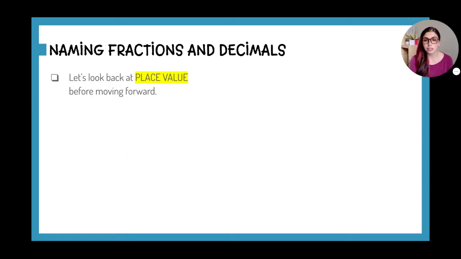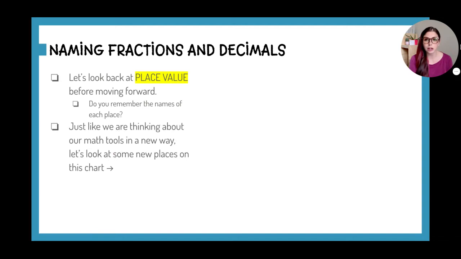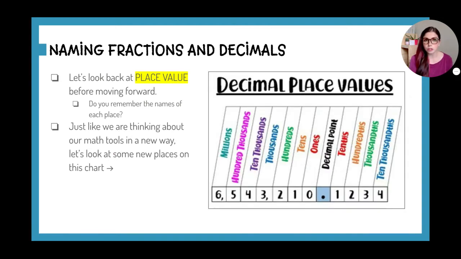So let's take a look at place value before we move forward and see what we remember. There's lots of names for the digits and where they are in the place of a number. So just like we think about math tools in a new way, we're going to examine place value in a slightly different way than you did before. Now, you should be familiar with the ones, tens, hundreds, thousands, those places, and so on. But for the focus of today's lesson, I want you to notice that we now have a decimal point. And to the right of that decimal point, we have new places. We have the tenths place, the hundredths place, the thousandths place, and the ten-thousandths place.